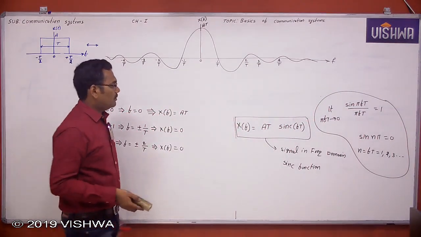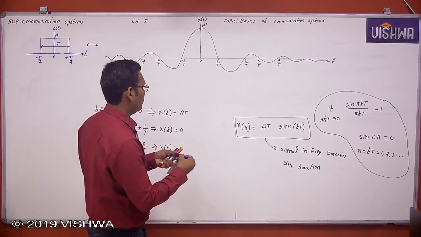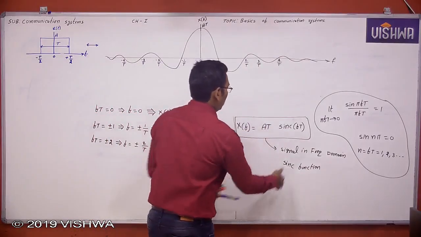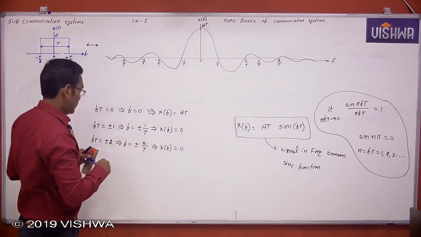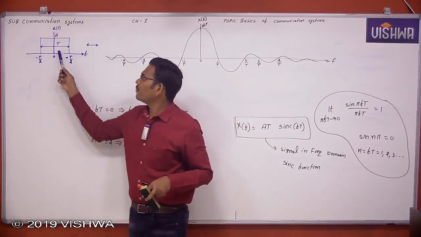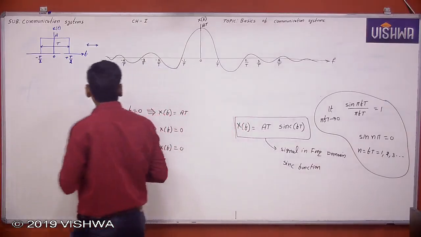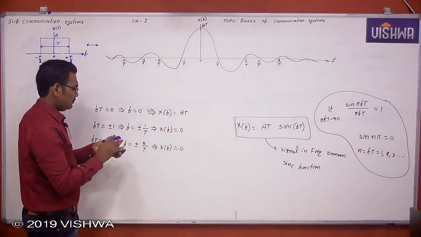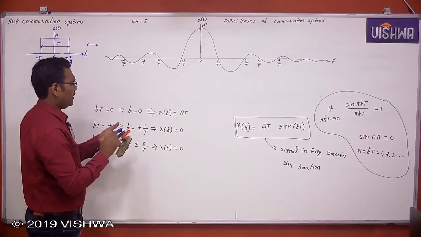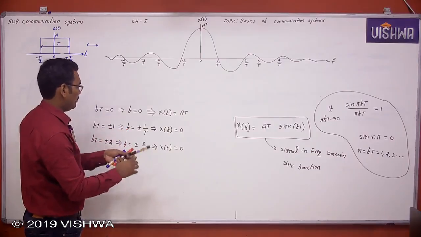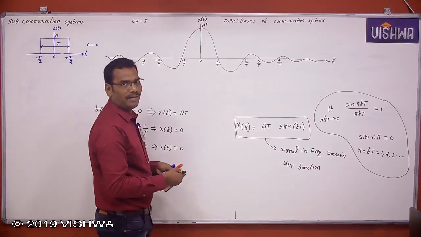Okay. Now see here. Now this is the sinc signal. Now this is the rectangular pulse in time domain whose Fourier transform is the sinc function. Now see here. Now in this sinc function, if you see, we'll calculate the bandwidth.